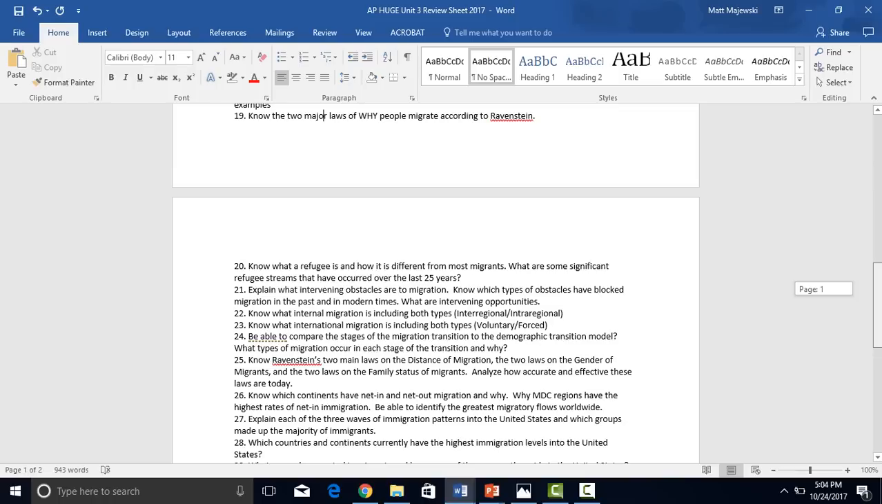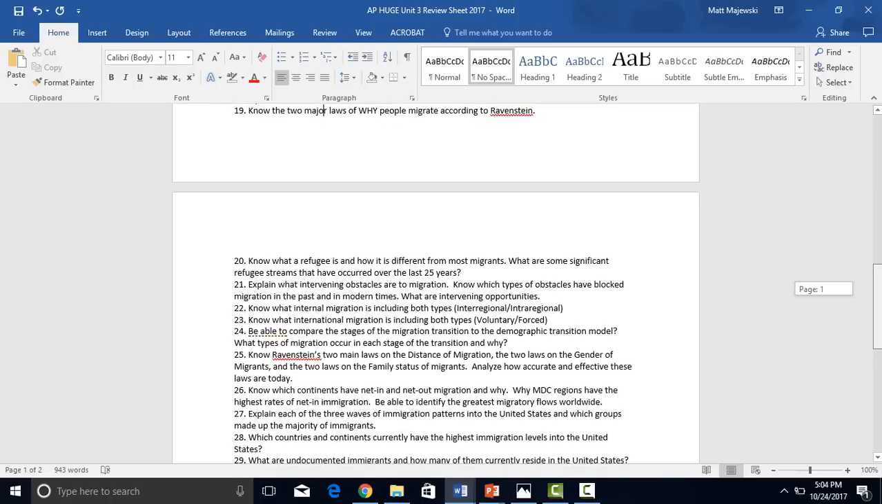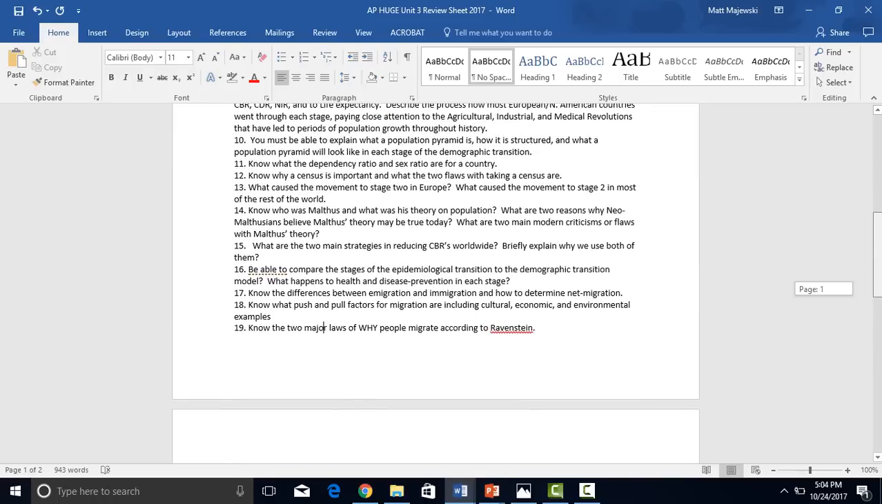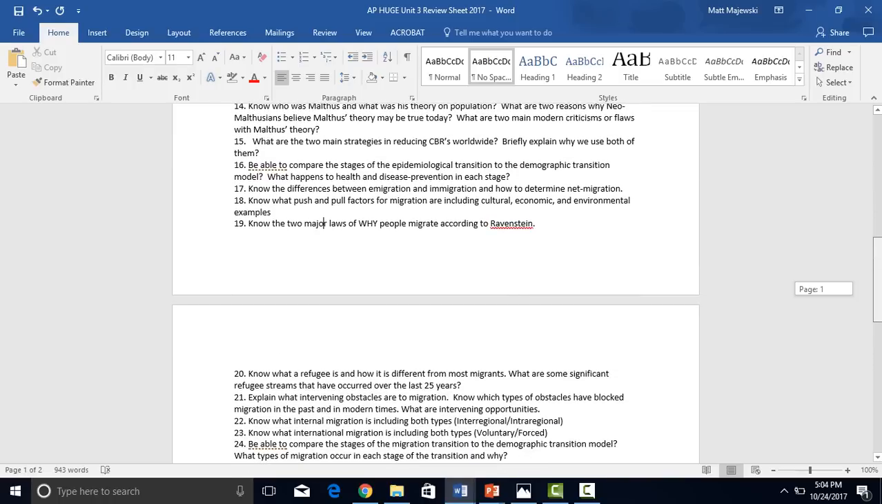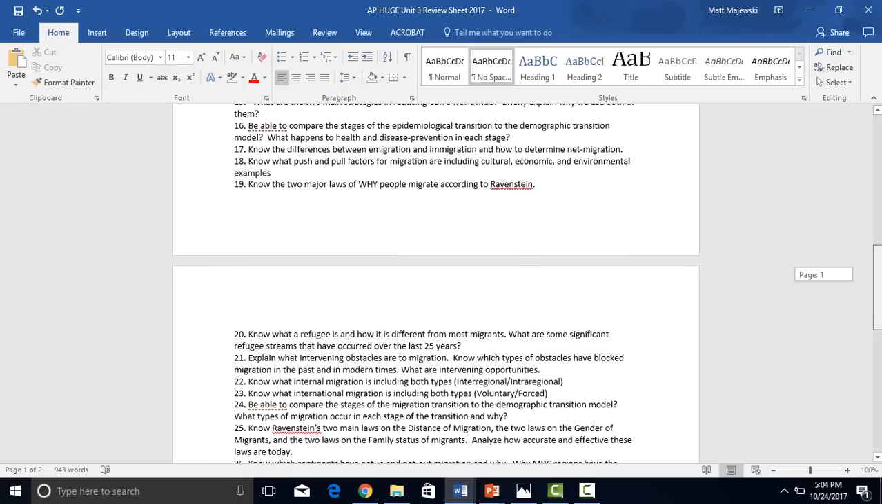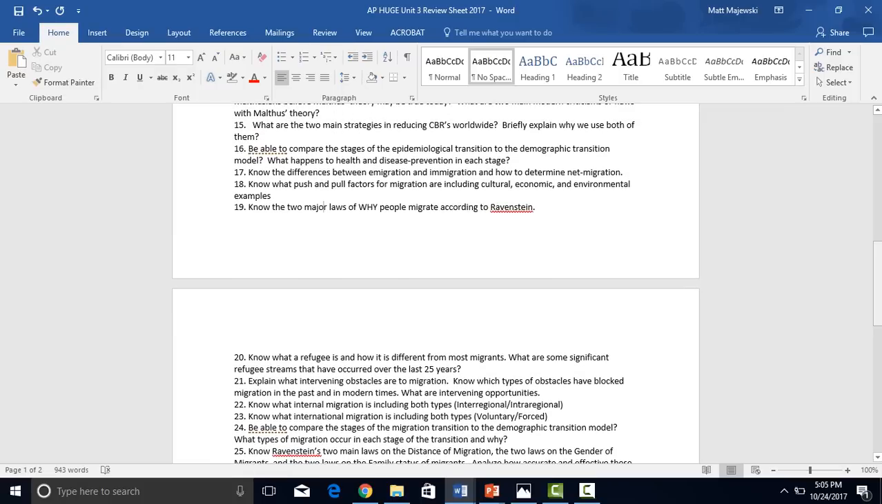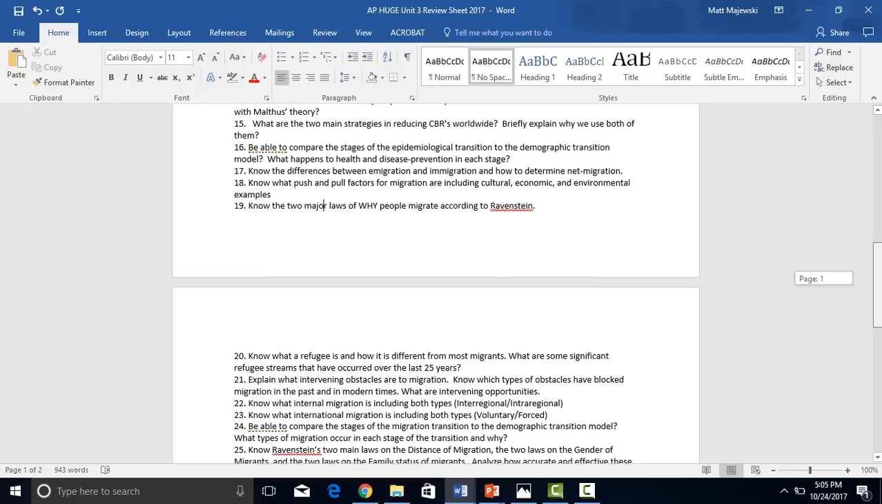Now, he does talk, I know we have a question about these later on as well. He does also talk about, if you recall, that people tend to migrate to large economic centers. He also did kind of reference chain migration, that people tend to follow others that have gone along the way ahead of them as well. So primarily his two major laws of why people migrate, well, primarily for economic reasons. Secondarily, chain migration is a factor as well.